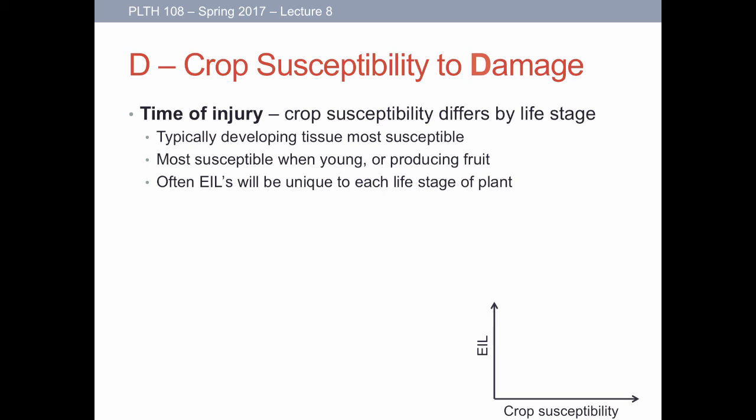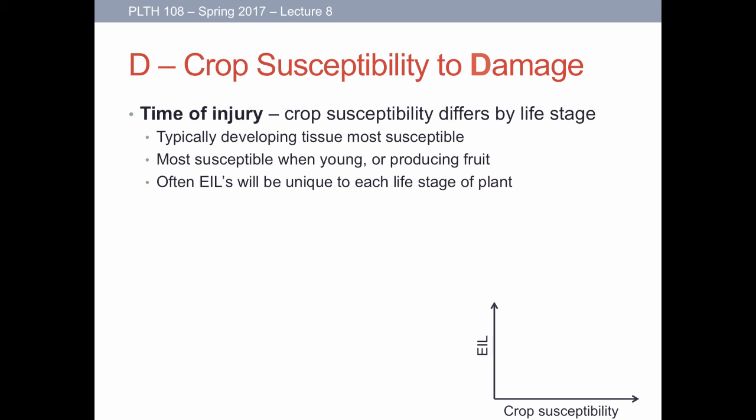And then finally, we have D, or the crop susceptibility to damage. And this is kind of the flip side of the injury type. It's the idea that just like different pests cause different types of injury, different life stages in a crop are more or less susceptible to damage than others. So typically, what we see is that when a plant is developing, the developing tissue is the most susceptible to damage. And as such, the most susceptible crops are typically those that are very young, so the seedlings, the transplants, but also the parts of the plant that are developing the fruit. If you damage those, you're going to see a lot more economic loss down the road than you would, say, from feeding on older tissue that's already well established. And so sometimes economic injury levels can shift depending on the particular life stage the plant is in.